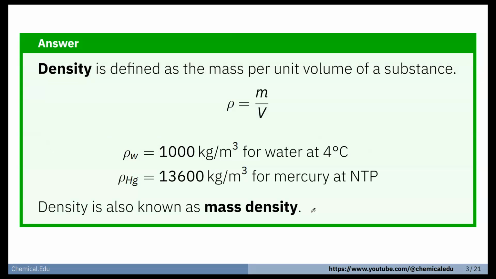So density is defined as the mass per unit volume of a substance. So rho is m by v. The density of water, rho w, is 1000 kg per meter cube for water at 4 degrees centigrade, and the rho of Hg, mercury, is 13,600 kg per meter cube for mercury at NTP, normal temperature and pressure. Density is also known as mass density.